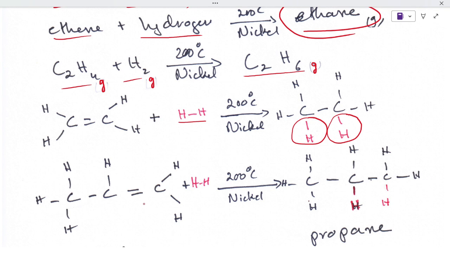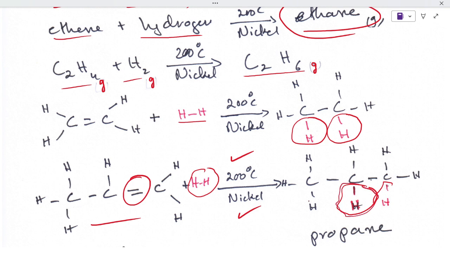Then I have drawn propene. Again, the hydrogen is with red marker. Conditions are the same. 200 degrees centigrade temperature, catalyst nickel, and you can see the hydrogen atoms are attached to those carbon atoms where there was a double bond.